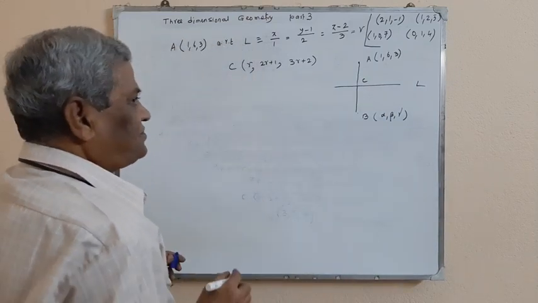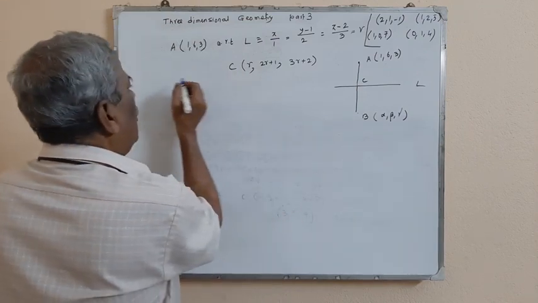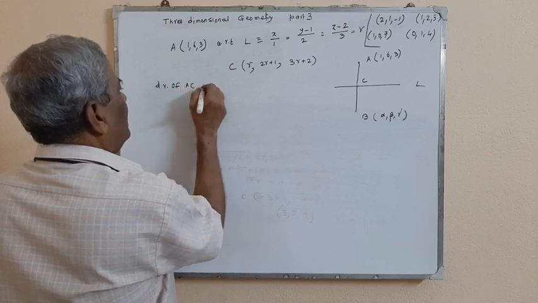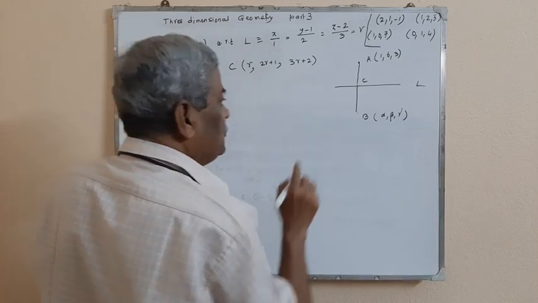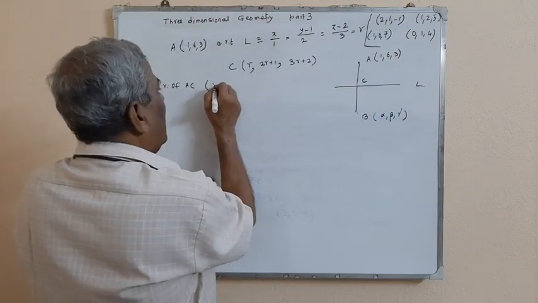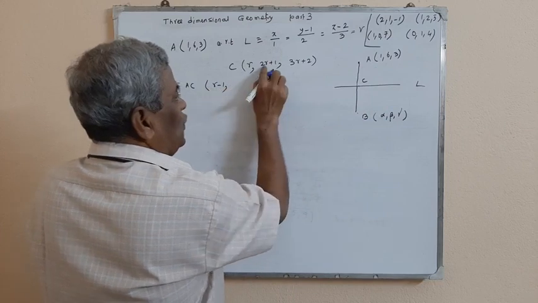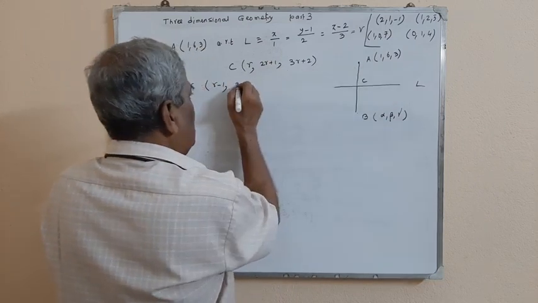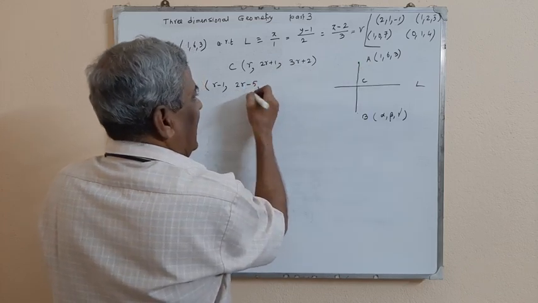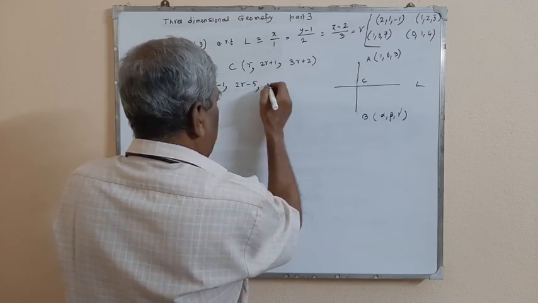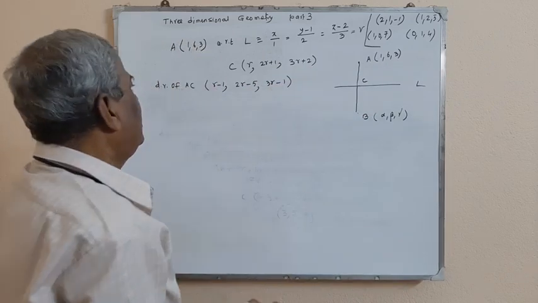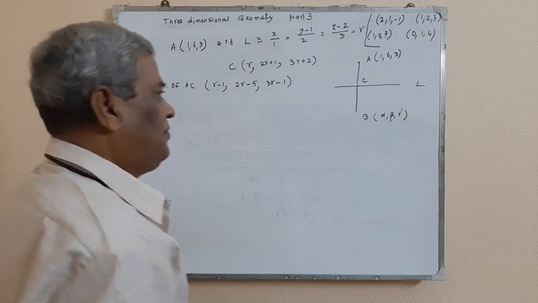So now, the direction ratio of AC. Direction ratio of AC is C minus A, that is R minus 1, 2R plus 1 minus 6, and 3R plus 2 minus 3. So that is R minus 1, 2R minus 5, 3R minus 1. This is the direction ratio of AC.